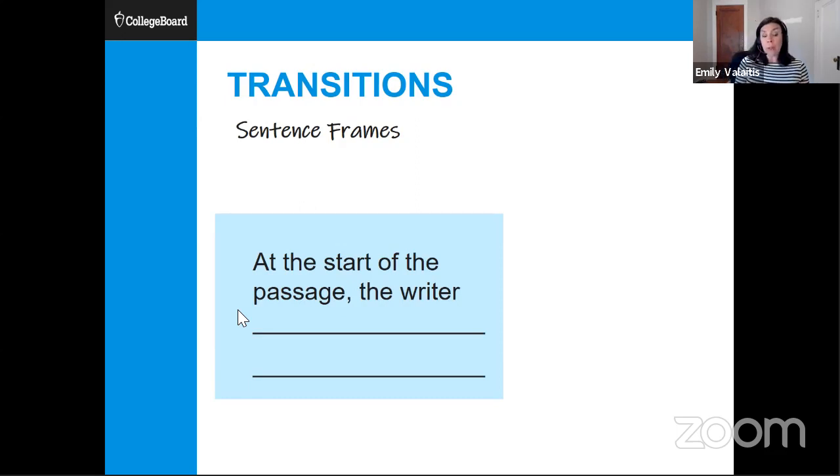So for example, I might give you one sentence frame that looks like this. At the start of the passage, the writer, and then give you a blank, a space to fill in. You would maybe write something like, uses repetition to emphasize the importance of the battle. So whenever you see a blank, that's when you would kind of plug in any information that pertains to your particular prompt or example or writing in general.